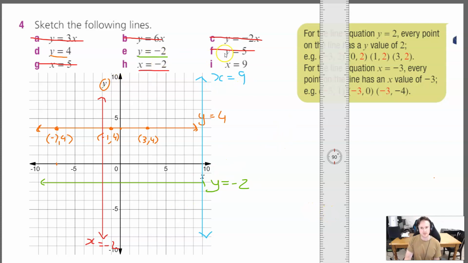So every time you see something like that, that's where it would be either a horizontal line or a vertical line. And you just need to see if it makes sense, whether it's y or x, based on if every point on that line would have the same y coordinate or the same x coordinate.